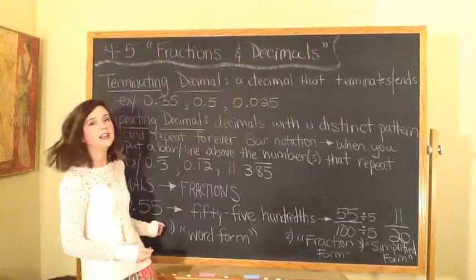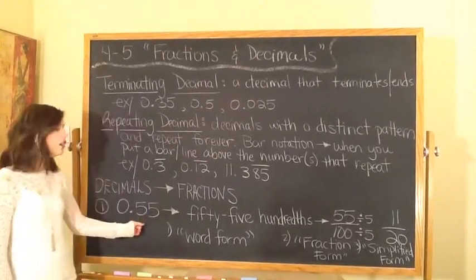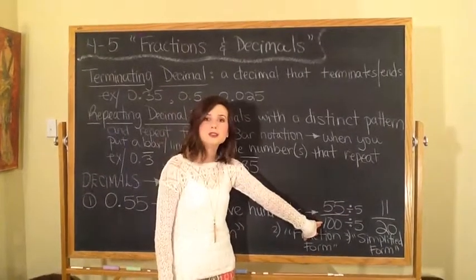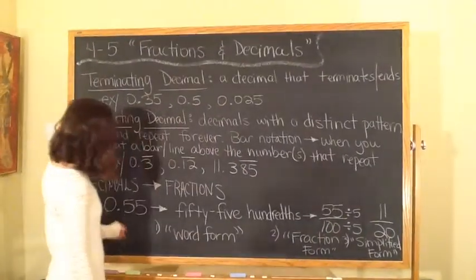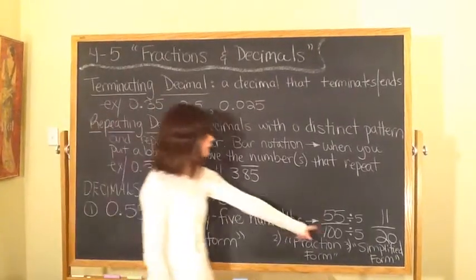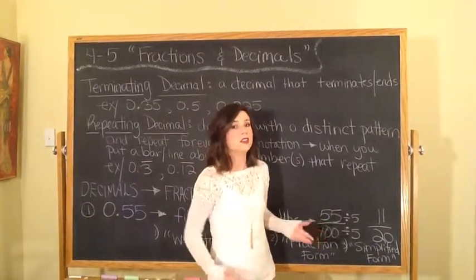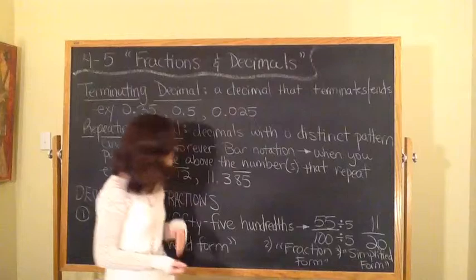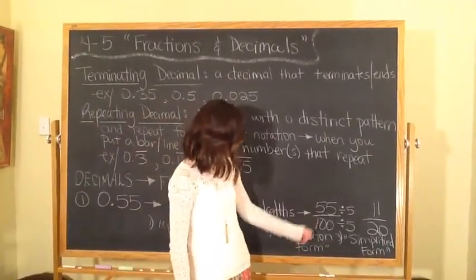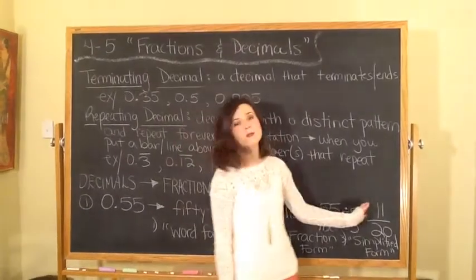So if this decimal is 55 hundredths, we would write it as 55 over 100. You can also think of it as moving the decimal 2 spaces, so you have 2 zeros by the 1. You can think of it that way as well. But basically, if you read the decimal, it will tell you what the fraction should look like. So 55 hundredths, and then the last step, you simplify it.